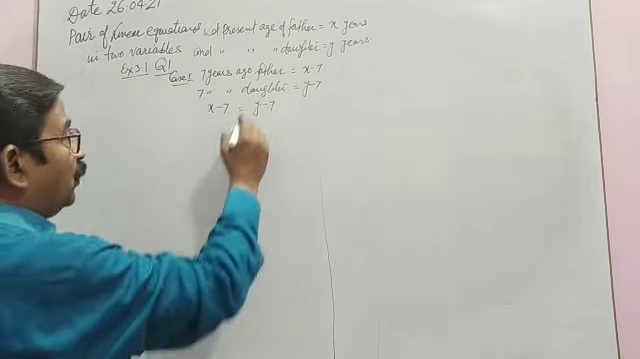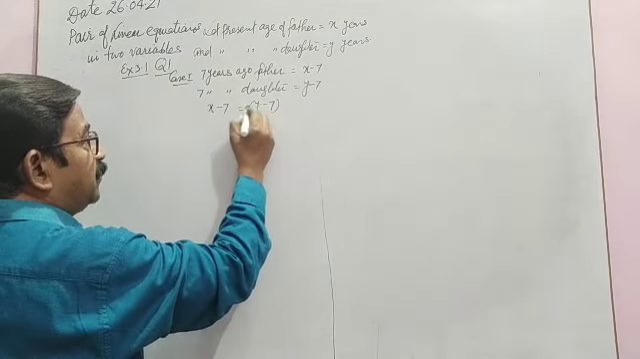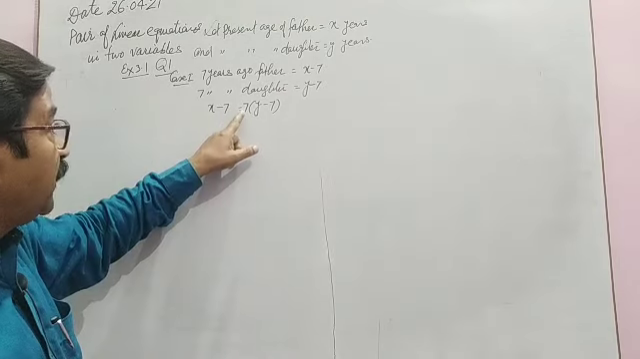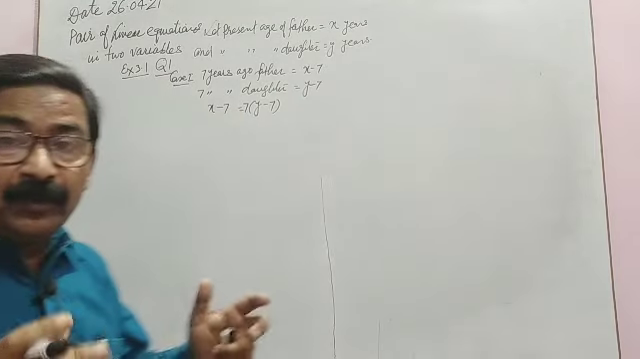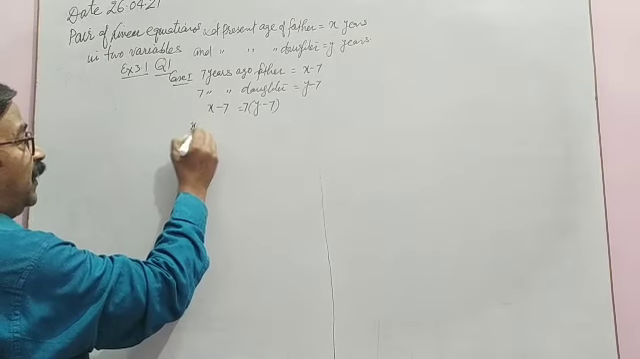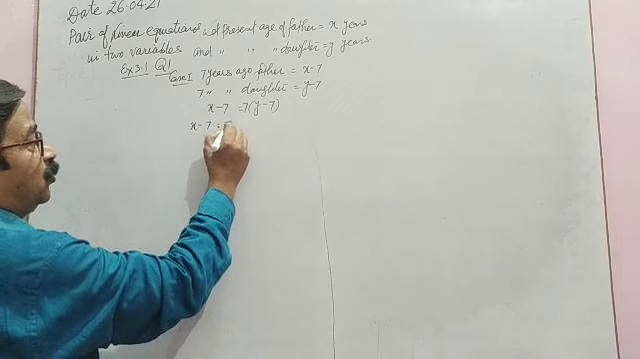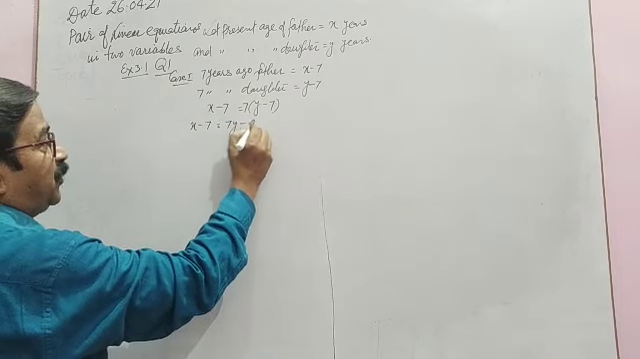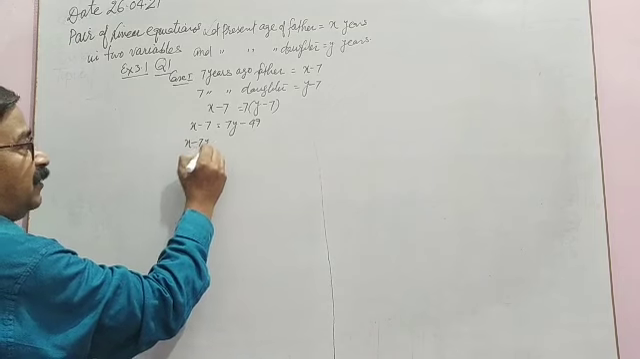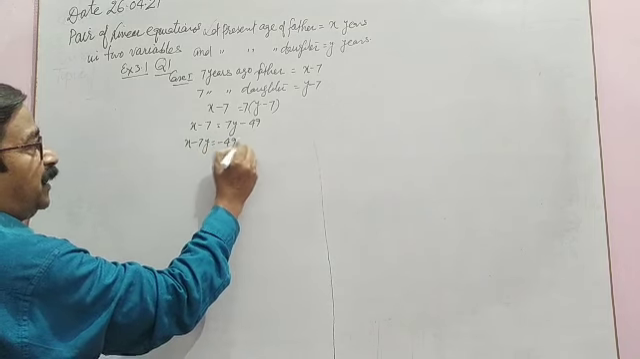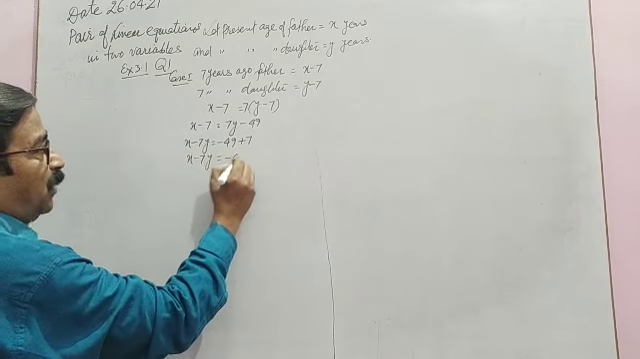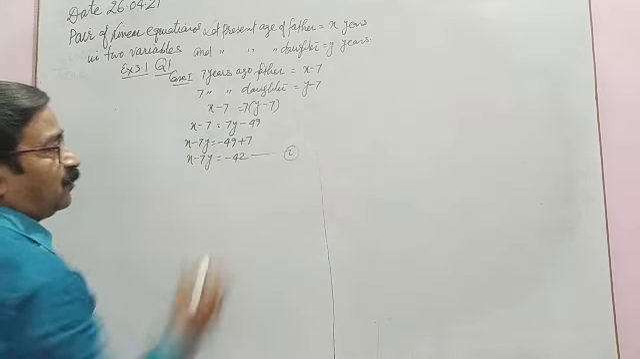So what to do? We multiply daughter's age by 7 to make them equal, because we have written equal sign between them. So we have to equalize them. Now simplify. We have x minus 7 is equal to 7y minus 49. Bring this y this side. X minus 7y is equal to minus 49 plus 7. X minus 7y is equal to minus 42. We have got equation number 1.